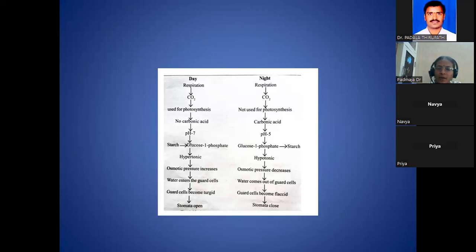The stomata will be closed when the guard cells become flaccid. That means they are not having any water. Here the osmotic pressure will decrease. Here is the hypotonic condition, and the pH will be 5. Here carbonic acids are formed, due to this organic acid formation, and they are not used for photosynthesis. Like this, the stomata will be closing in the night time.